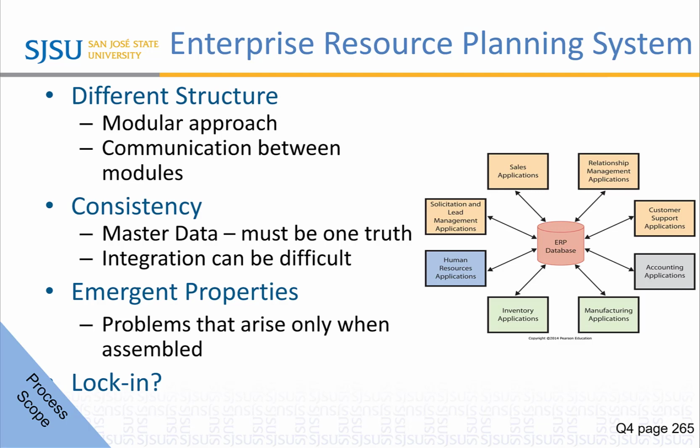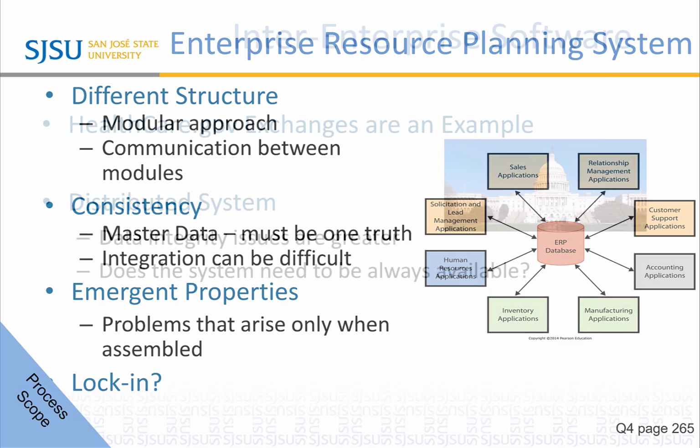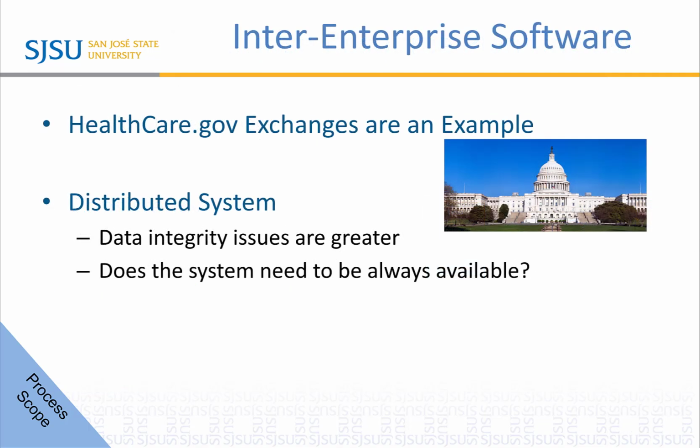Another issue with enterprise systems, and not ERP systems in particular, is emergent properties. As these systems become larger and more complex, and are composed of different modules, which may have each been tested individually, when the entire system is put together, there could be properties or behaviors that emerge only when these components talk to each other. Beyond enterprise systems, there is even a broader category, which is inter-enterprise systems.